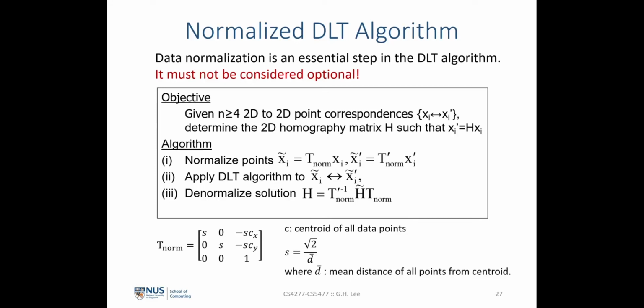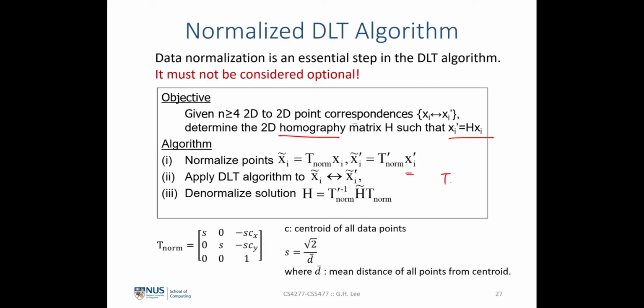So the objective here is, as usual, that given n equal to or more than 4 point correspondences, 2D point correspondences, we want to determine the 2D homography such that xi prime equals H xi. We want to transfer a point from one image to another. So we'll start by first normalizing the points by computing this. What this means is that we are going to apply a transformation on every point xi in image 1 here, and we are also going to apply another transformation on every image point xi prime on the second image.